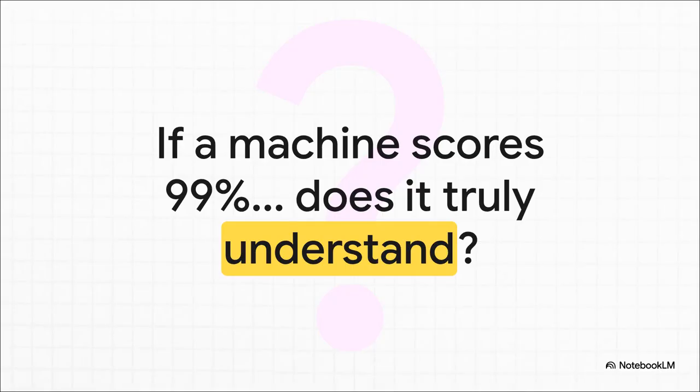Which brings us to one last, really fascinating question. Let's say our machine aces its test. It gets a 99% accuracy score. Incredible, right? But if it's a black box and we have no idea why it's getting those answers right, can we really say it understands the problem? Or is it just an incredibly sophisticated pattern matcher? That's definitely something worth thinking about.